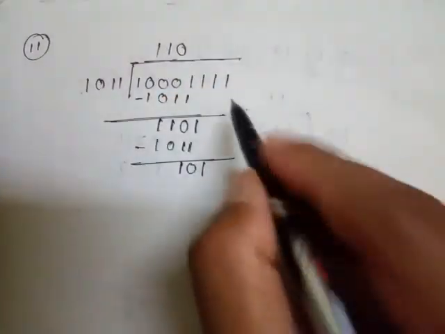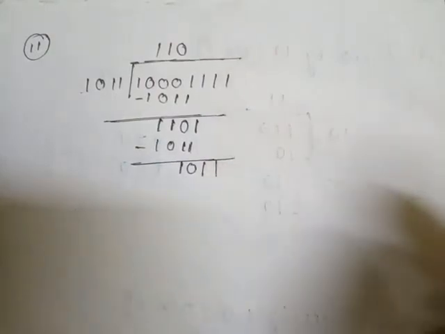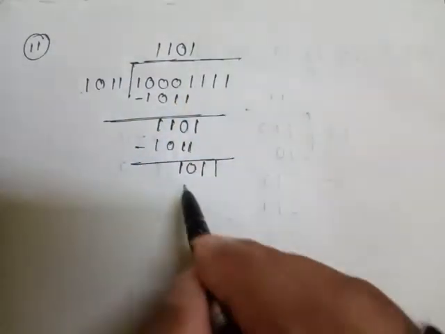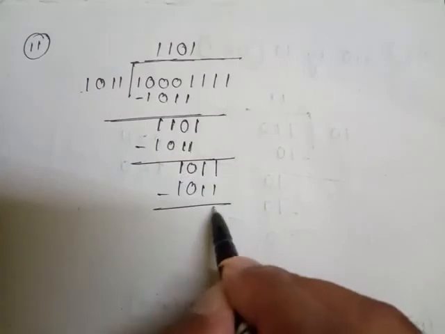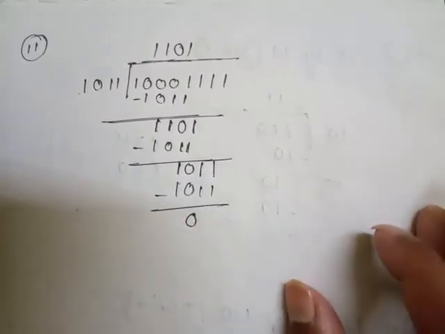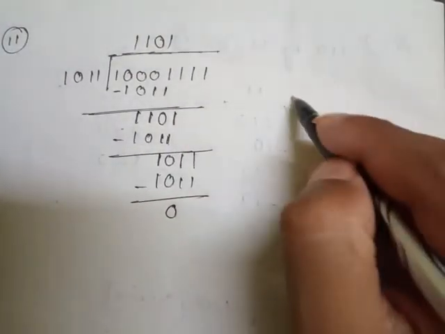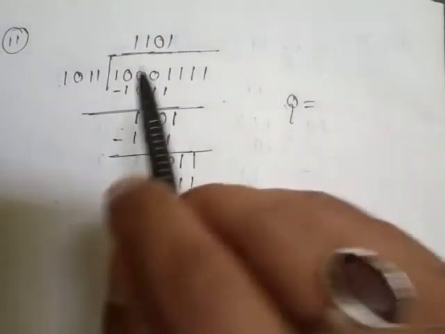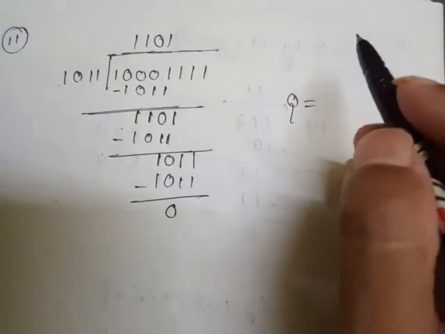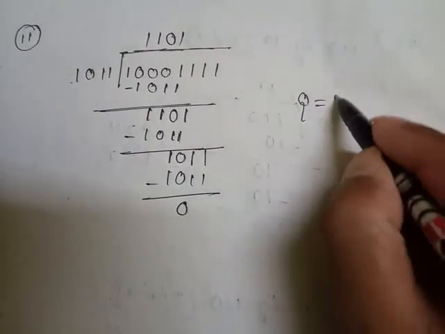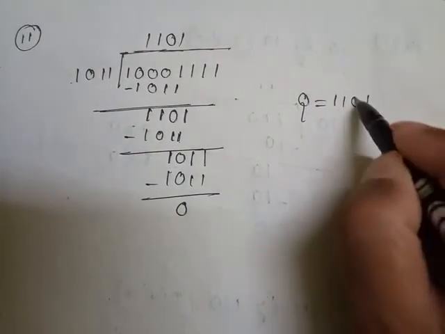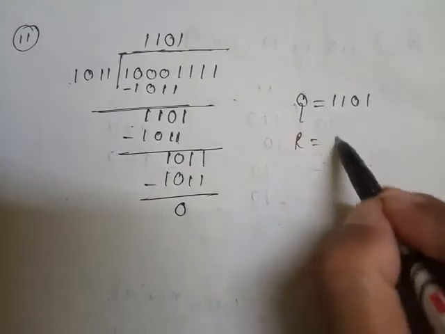So we'll put one more 0 here. If I put one more 0, then this 1 will come down here. Now this can be possible. So one time 1011 and the remainder will be 0. So here we can say, I am writing by the side of the sum, that quotient, this one, equals 1101 and remainder equals 0.